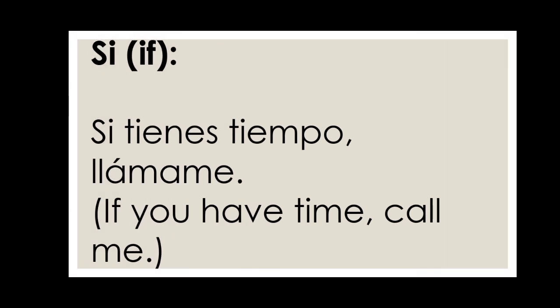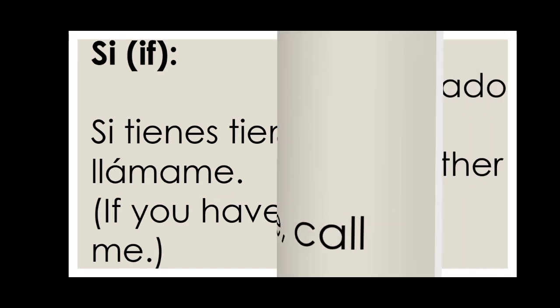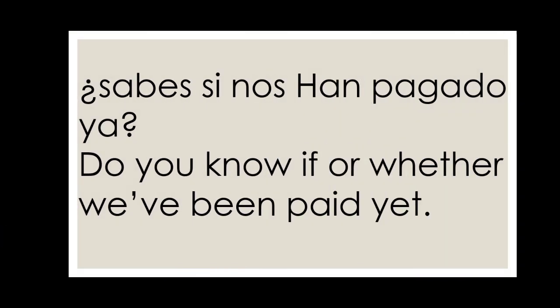Next is si. Si is mostly used to introduce a condition. Like, si vas a la tienda, compra tomates. If you go to the grocery store, buy tomatoes. Si tienes tiempo, llámame. If you have the time, call me. So here it's used to introduce a condition. ¿Sabes si nos han pagado ya? Do you know if or whether we have been paid yet? So here we learned a few conjunction words.